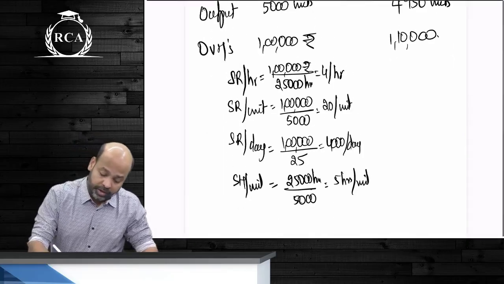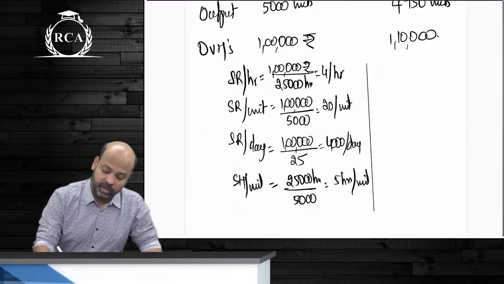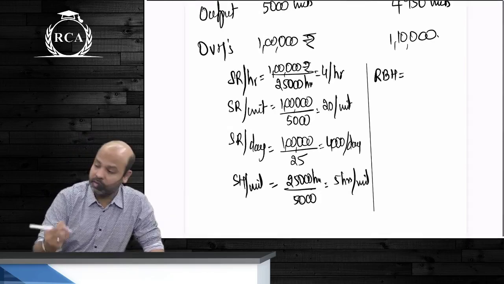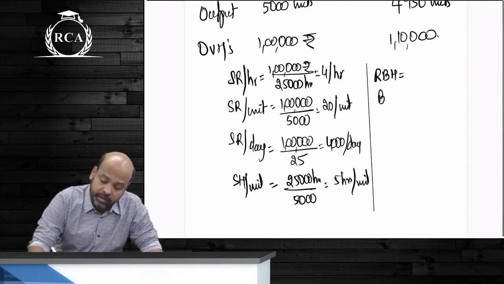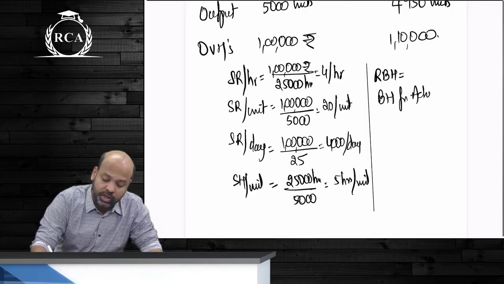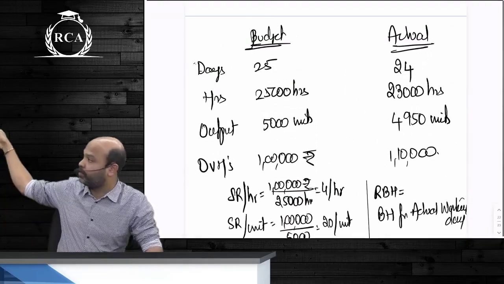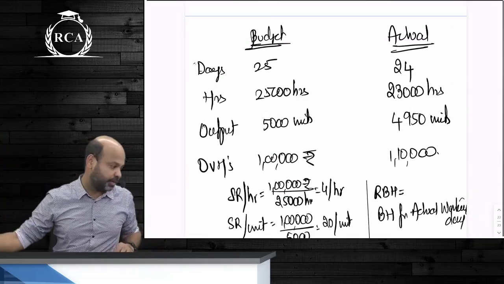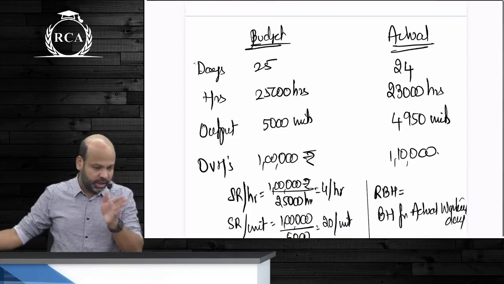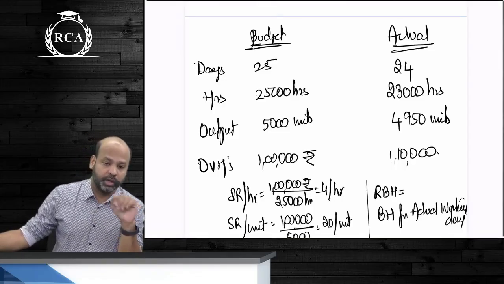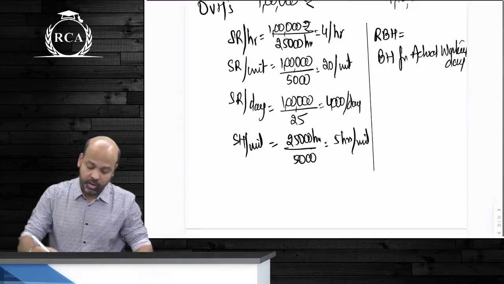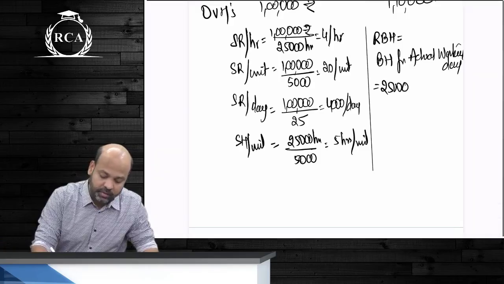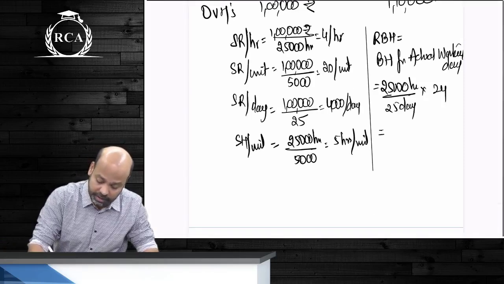Now, we introduce a new term called revised budgeted hours. Revised budgeted hours are budgeted hours but for actual working days. As per the original budget, you were supposed to work for 25,000 hours, but in how many days? If the number of working days gets reduced to 24, the number of hours will come down to 24,000 hours. It is 25,000 hours divided by 25 days multiplied by 24 days, and that would be 24,000.